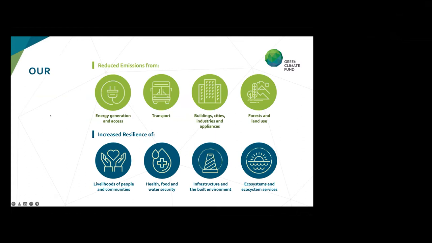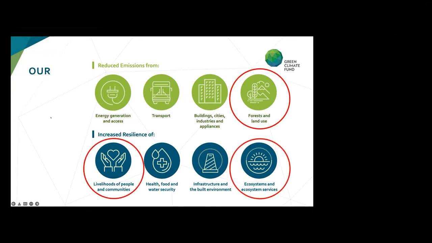And we have eight result areas. You can see top right here that we have forest and land use as one of our mitigation result areas. But of course, forests cut across a number of these result areas. So we do receive forest related projects which don't fall under forest and land use and instead fall under ecosystems and ecosystem services. Fabio, I'm going to ask you to press five times so that it'll circle the five different result areas that forests are related to. Livelihoods of people and communities, health, food and water security, and all the way to energy generation and access for fuel wood related projects. Next slide, please, Fabio.